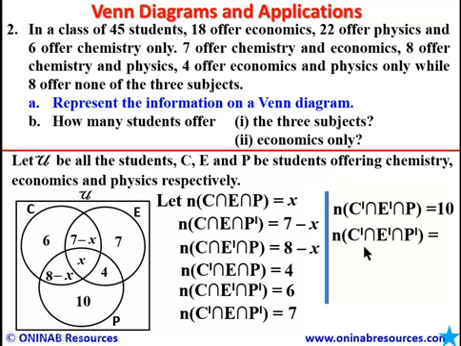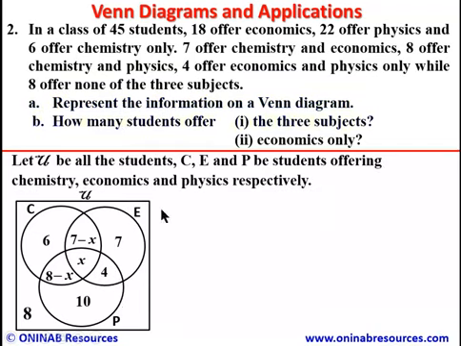So we now go ahead to calculate those that are offering neither of the 3 subjects. So that is C prime intersection E prime intersection P prime. So here, 8 offer none of the 3 subjects, so they are 8, and it is going to be found in the region outside the 3 circles, so it can be placed anywhere outside the 3 circles. So with this, we have done justice to problem A. We now go ahead to problem B.